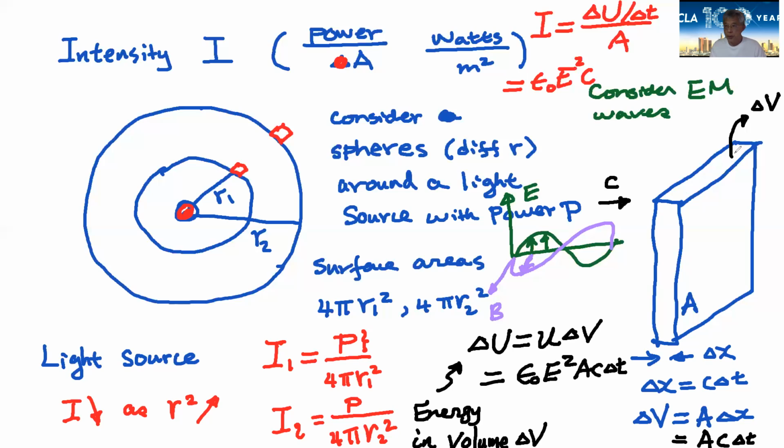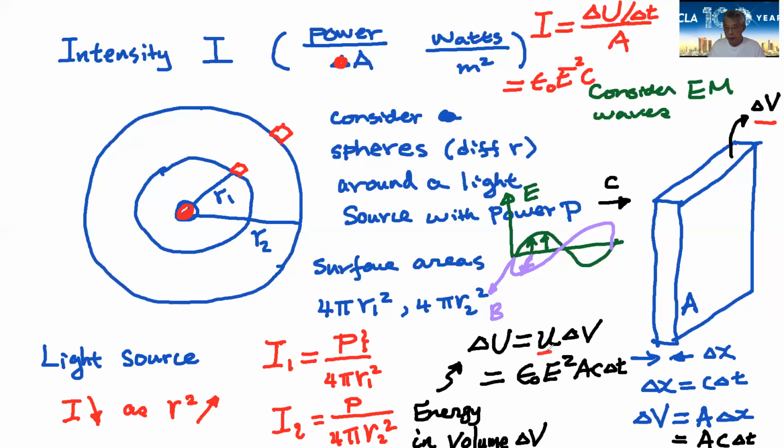So we're considering this delta V here. This delta V is A times delta X. Delta X is the speed of light times delta T, so that's how much the light will travel in delta T time. So we're saying in delta T, the light will be able to pass through this area times this thickness. So that would be this delta V.